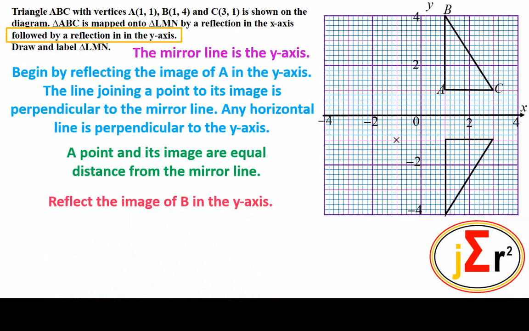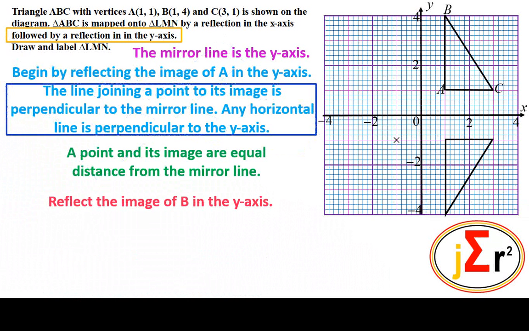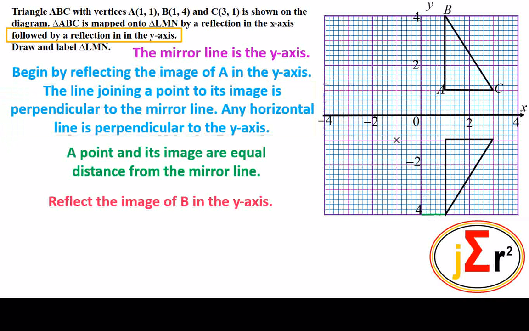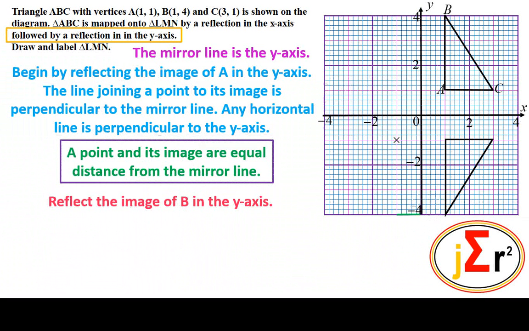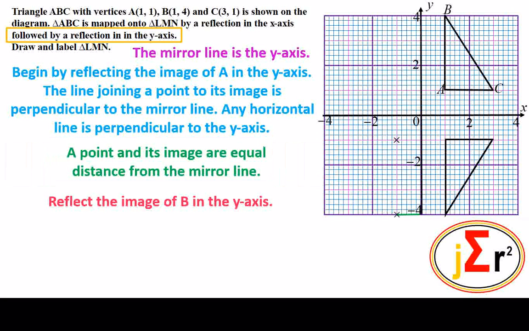Reflecting the image of B in the y-axis. So we will do that. Reflect the image of B in the y-axis. The line joining a point to its image is perpendicular to the mirror line, just as before. And what else? A point and its image are equal distance from the mirror line. Equal distance on the other side. So there we have our image of the image of B.